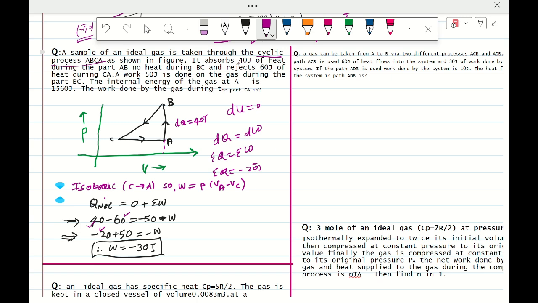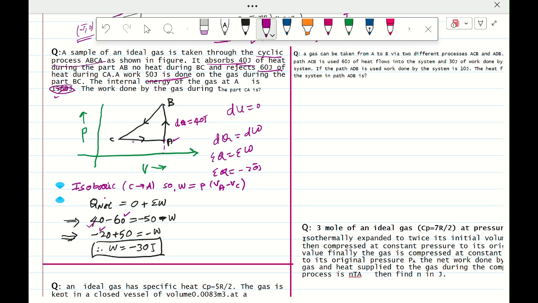So 40 joules is absorbed and 60 joules is released. We have no need of the internal energy concept here because it is anyhow 0. Whatever the value of internal energy at A is given, it does not matter, because in the cyclic process the total internal energy change is 0. Now the work done is 50 joules during the part BC.